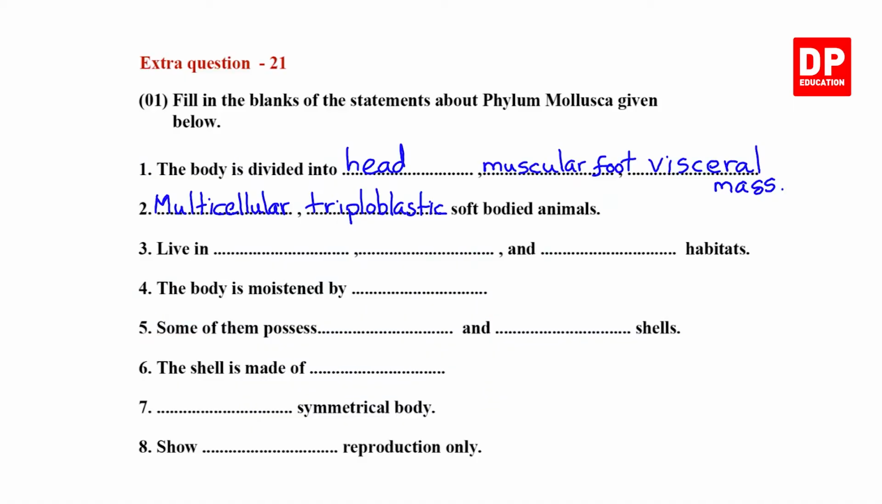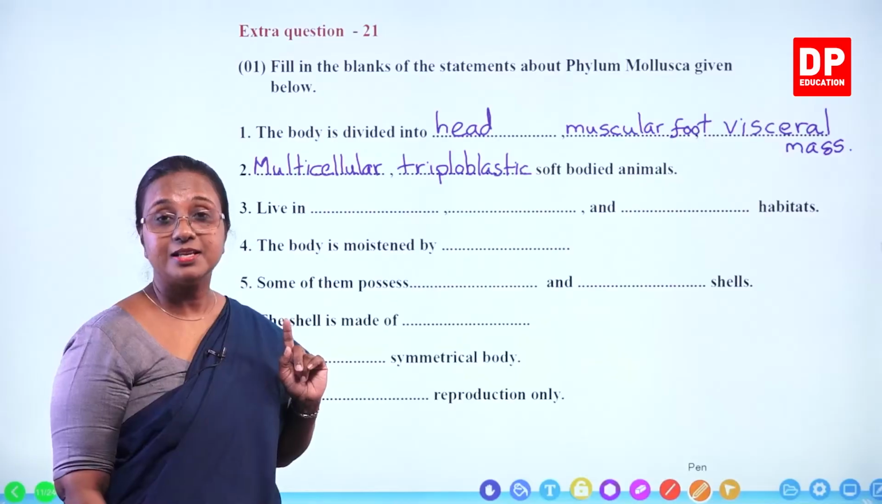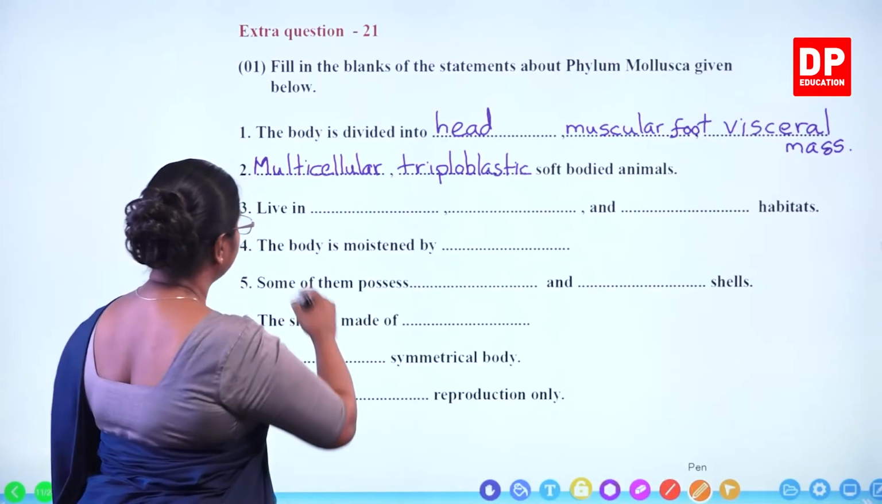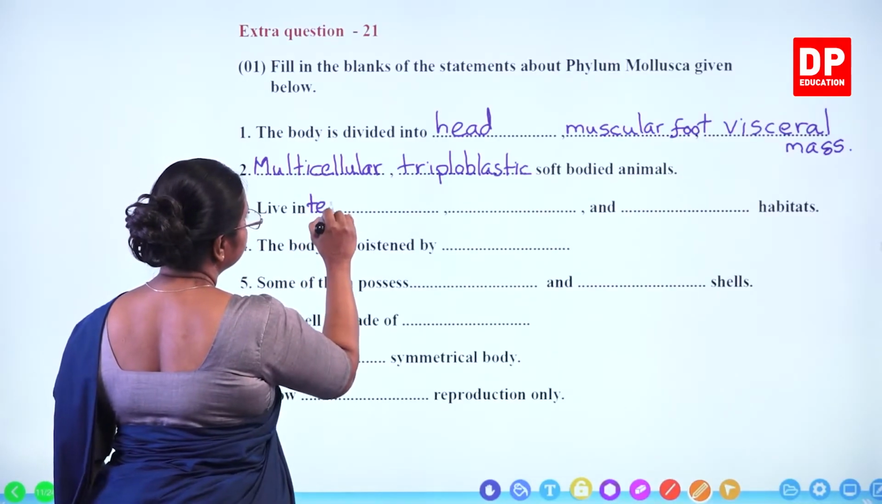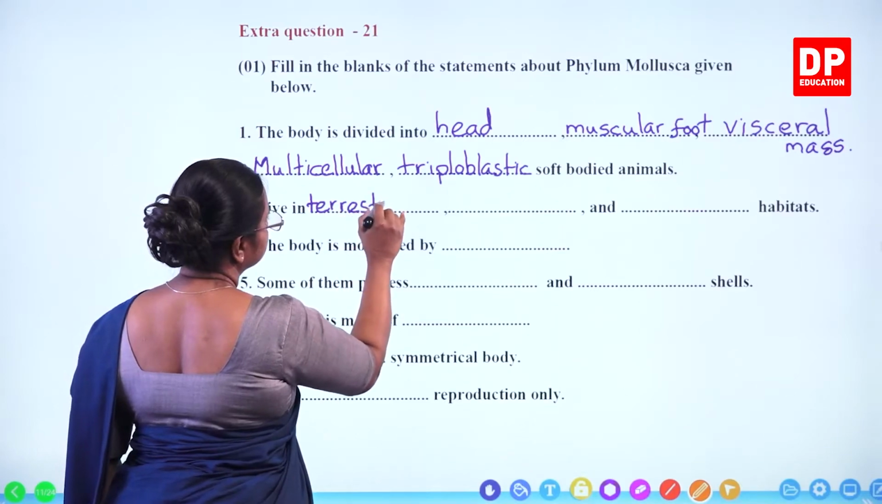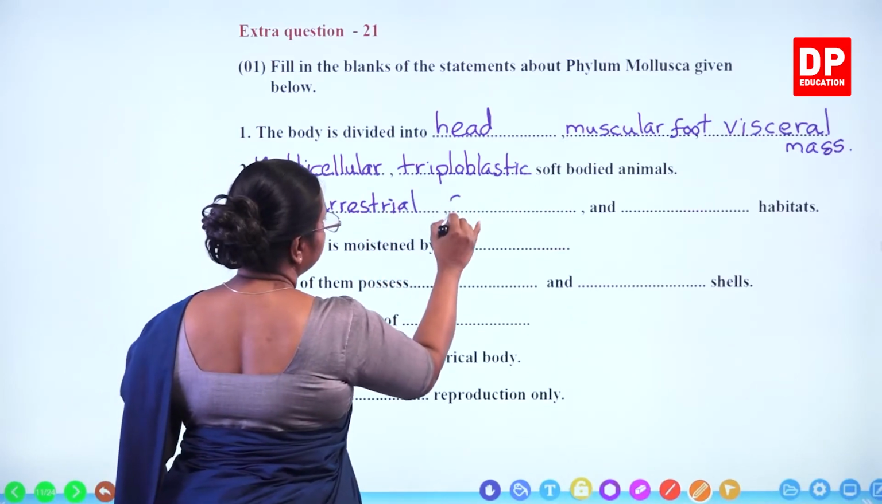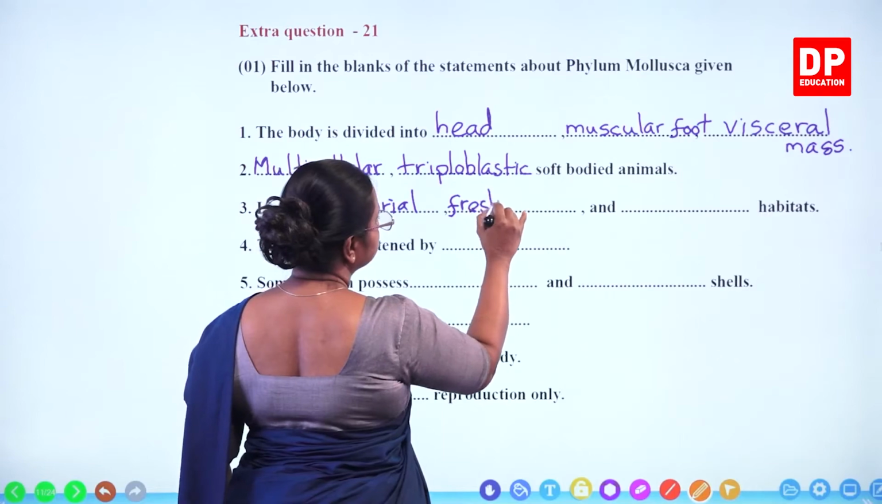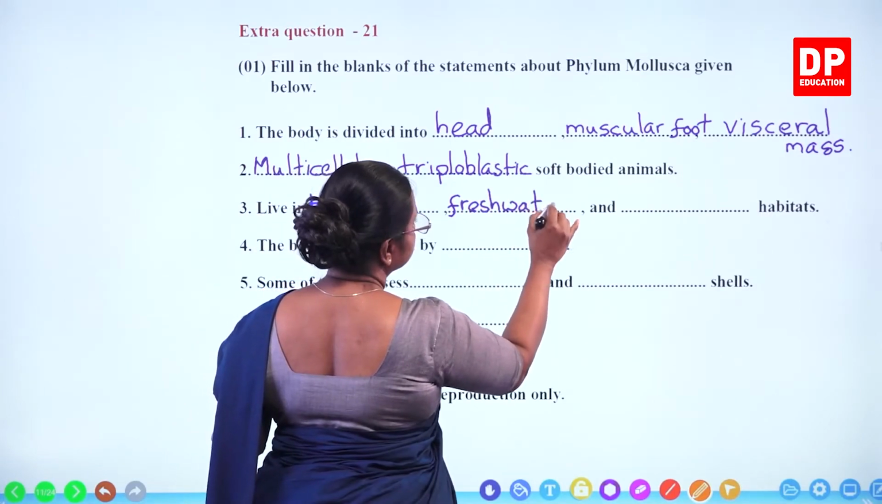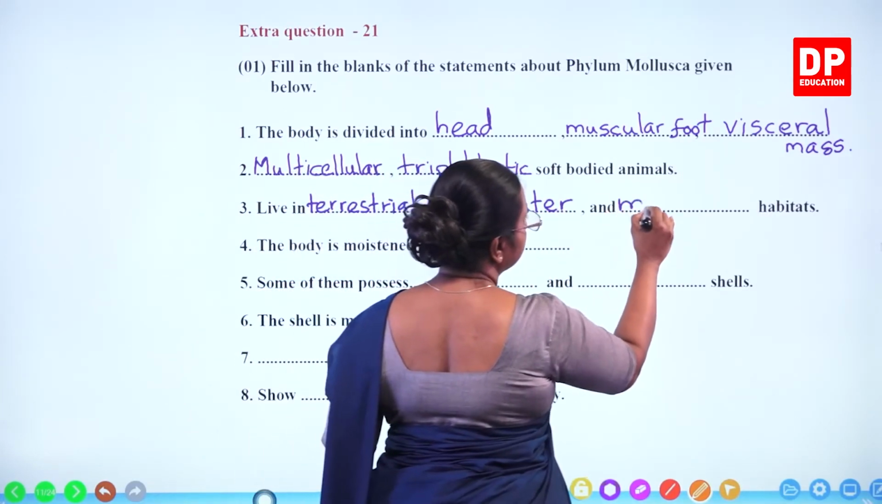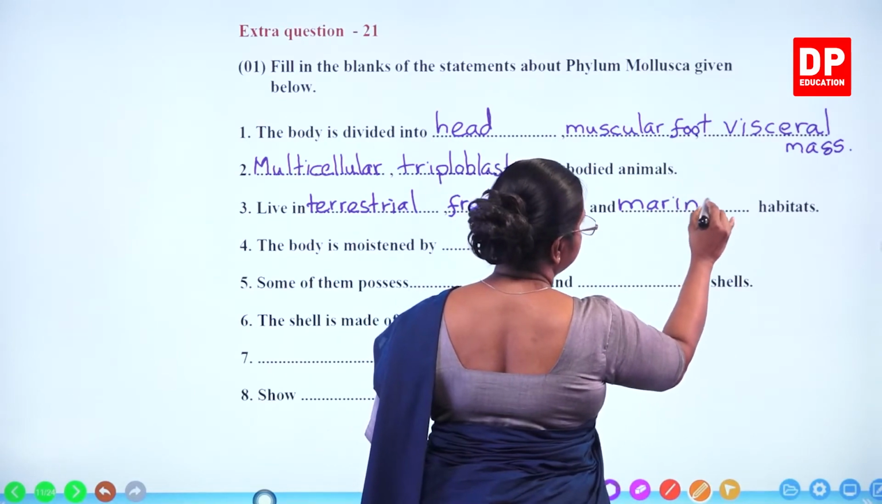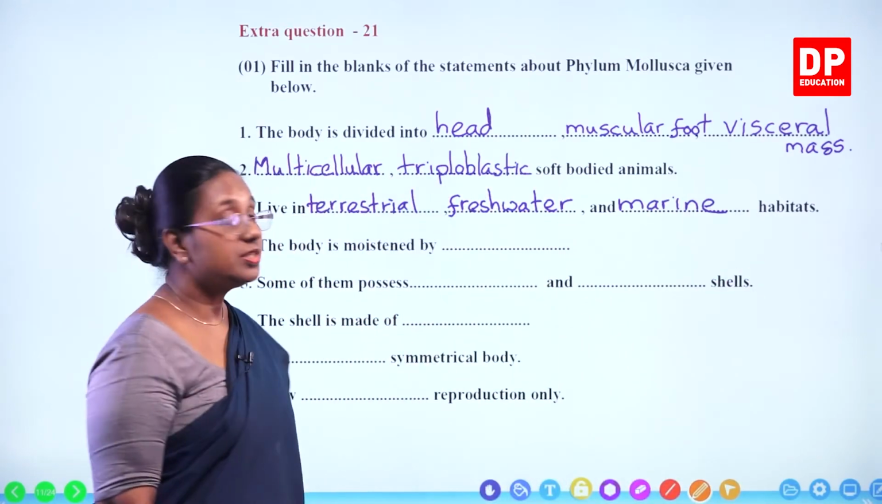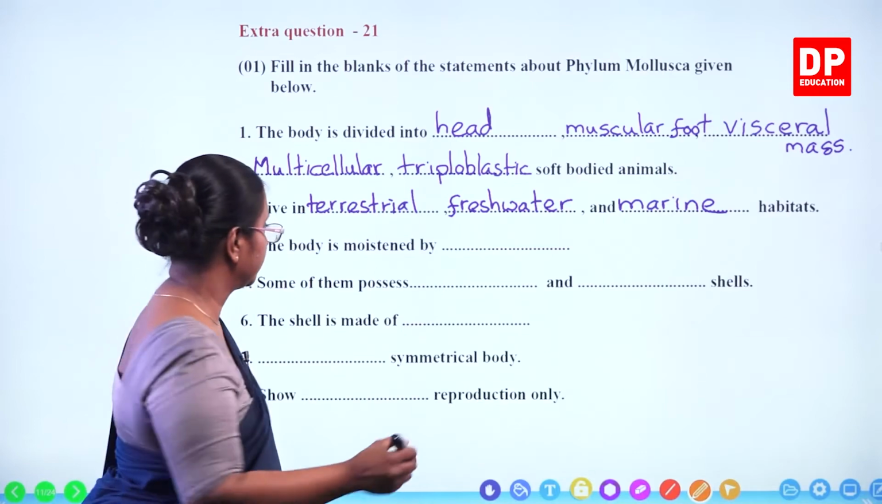So they live in, what are the environments? Terrestrial, freshwater, and marine. So here terrestrial, freshwater, and marine habitats. Then the body is moistened by what? Mucus.